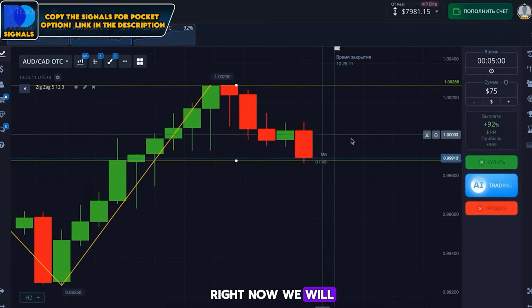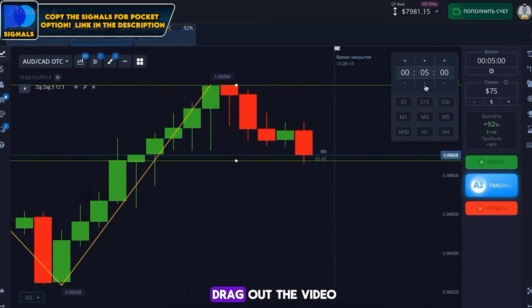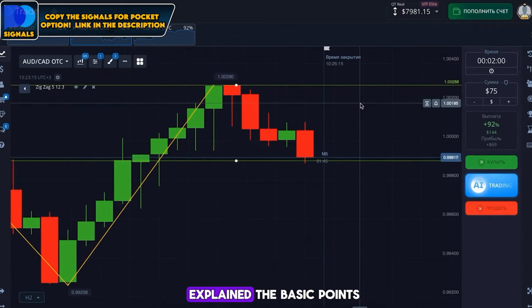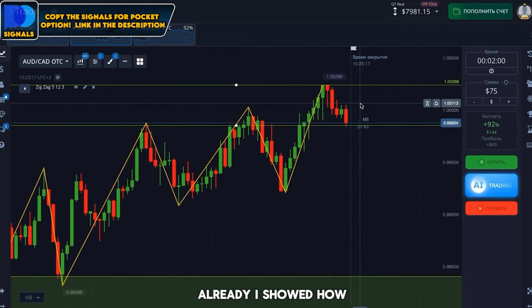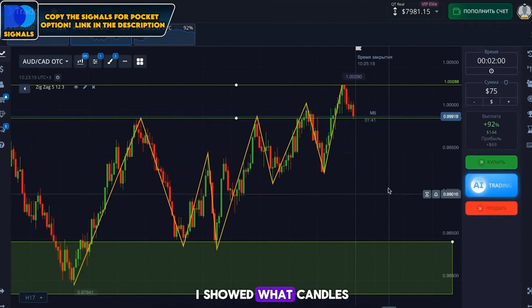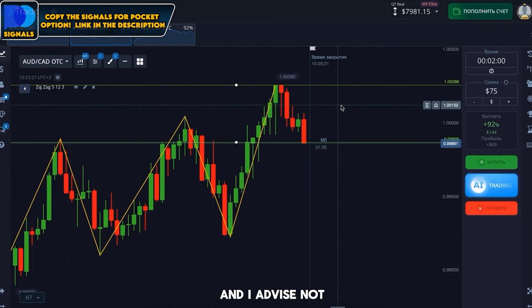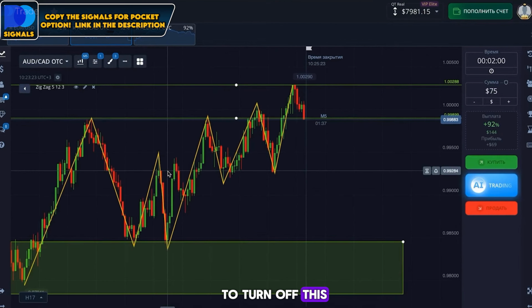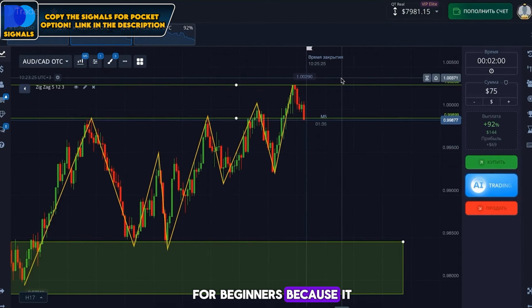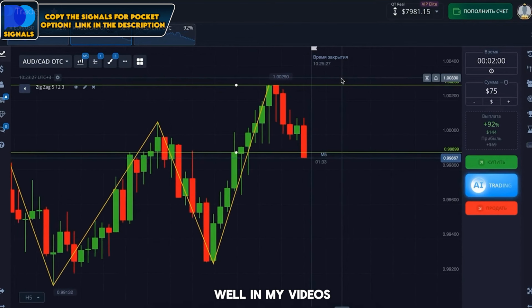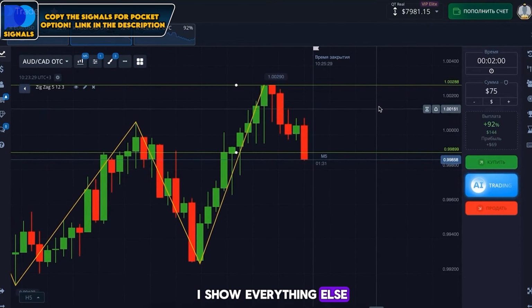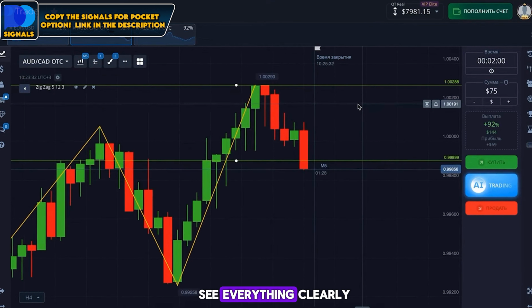Right now, we will most likely add more. I don't want to drag out the video because I have already explained the basic points. I showed how to trade, I showed what candles to expect, and I advise beginners not to turn off this zigzag at all because it will be really useful. In my videos I show everything else with the zigzag so that you can see everything clearly.